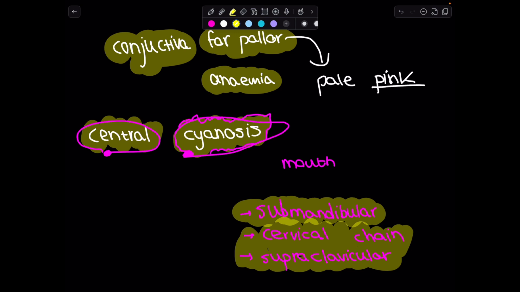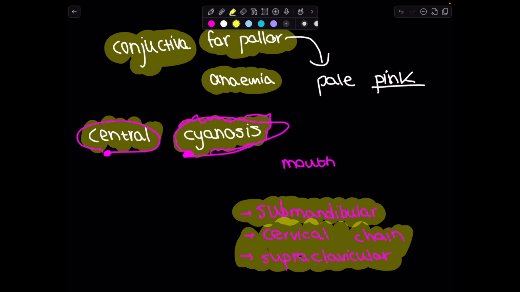Supraclavicular: these lymph nodes are above the clavicle, your collarbone, not in the middle of it. You check them by feeling just above the collarbone, near the base of the neck, often on both sides. They're key because enlargement here can signal serious issues like lung cancer or TB. Cervical chain recap: these are along the sides of the neck, felt along the sternocleidomastoid.